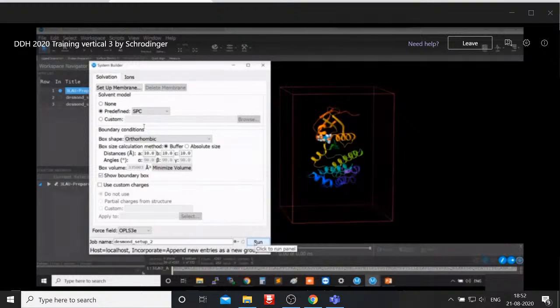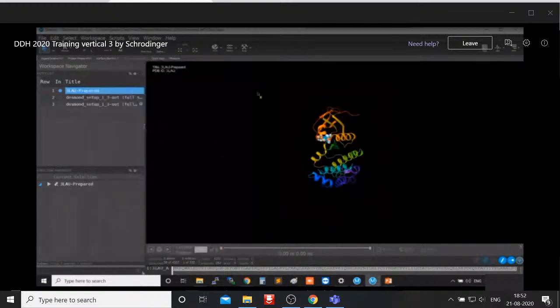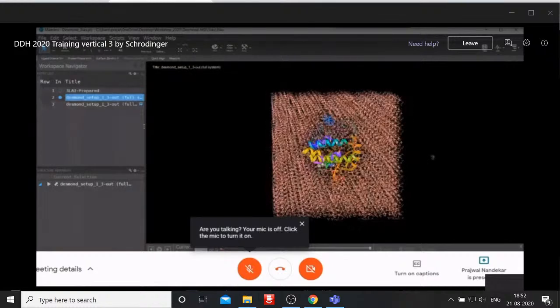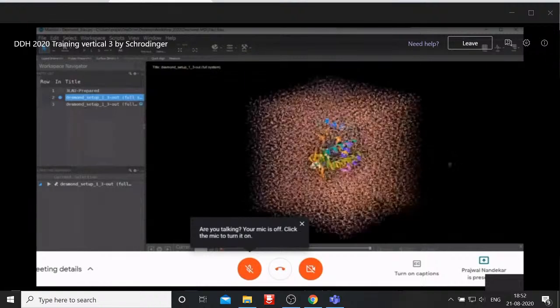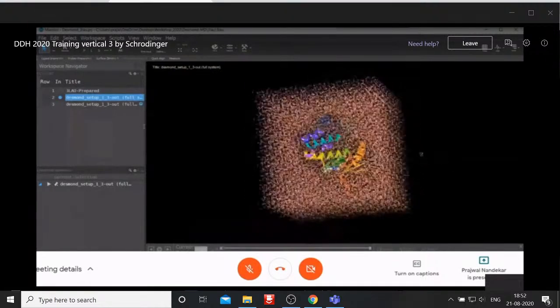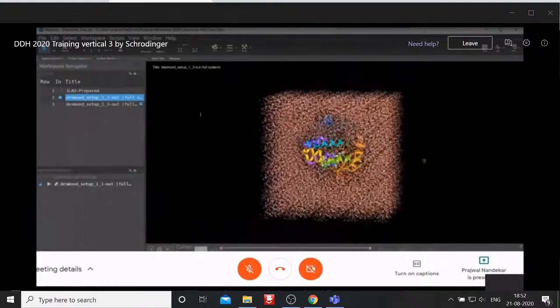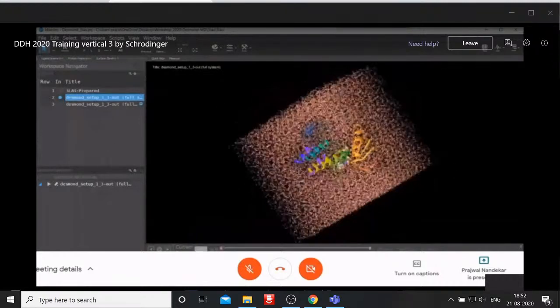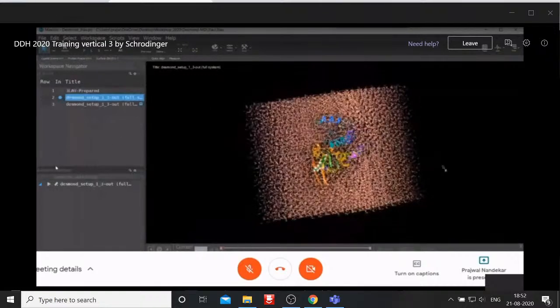You just need to click on run. Once you click on run, it automatically submits the job and runs it for a few minutes. After the job finishes, you get the output, and it automatically loads into Maestro. It looks like a complete water box, and your protein and ligand system is present inside it. All ions are present, and everything is done correctly using just one click.